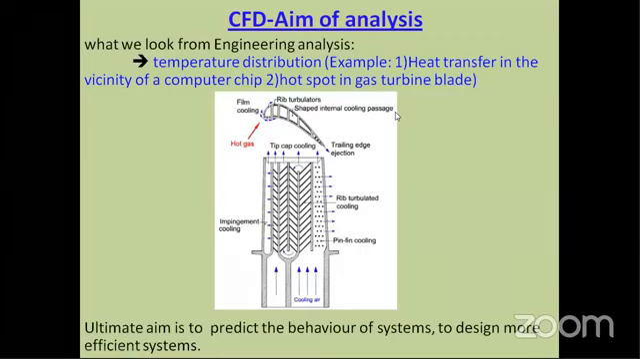So at the end, I will add here that the ultimate aim of doing the CFD analysis is to predict the behavior of the system and to design a more efficient system. So our purpose is basically to predict the behavior, and after predicting we'll see how to improve, then modify the system and again change. So in this way we can go for a more efficient design.